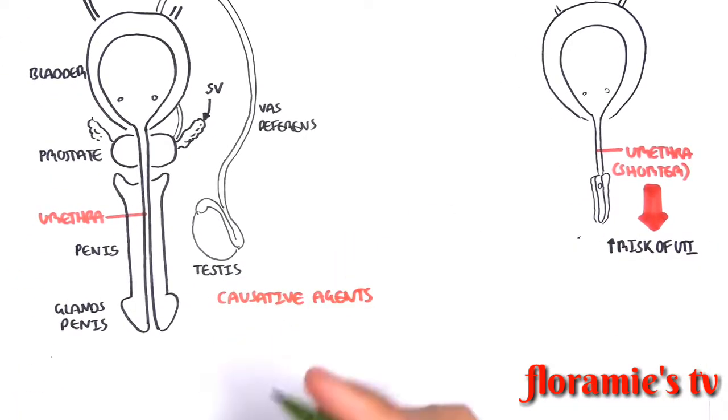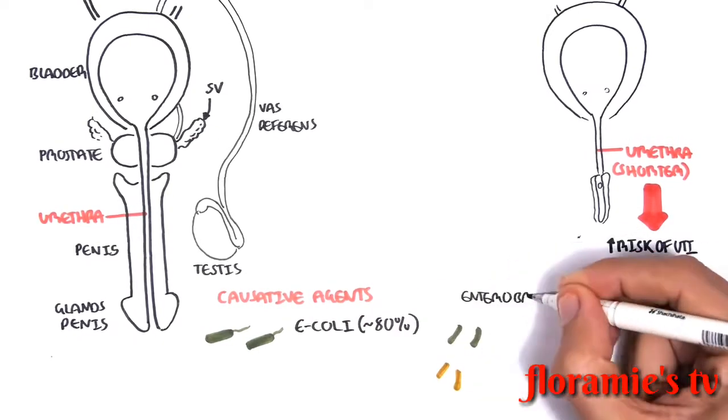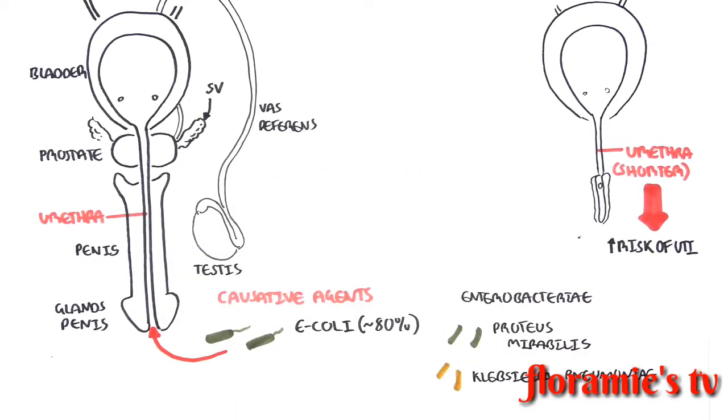Causative agents of UTI are mainly E. coli in 90% of cases. Others include Enterobacteriae, Proteus mirabilis, and Klebsiella pneumoniae. They essentially enter the urethra and colonize the area or bladder because of a variety of reasons and risk factors, and eventually can cause a urinary tract infection, a UTI.